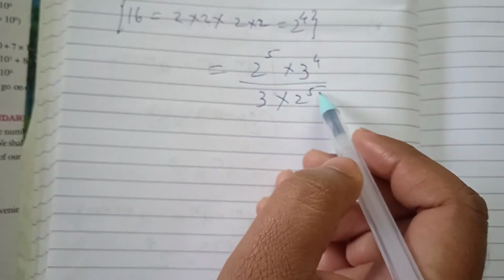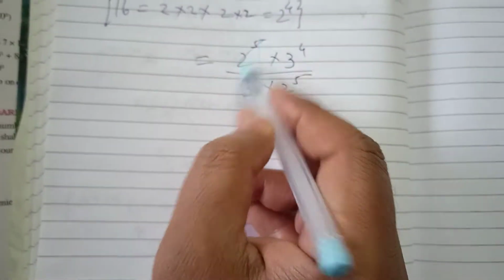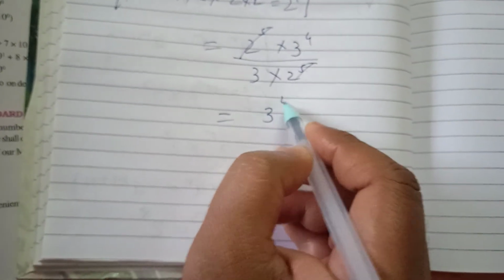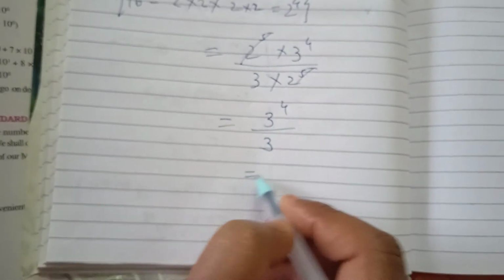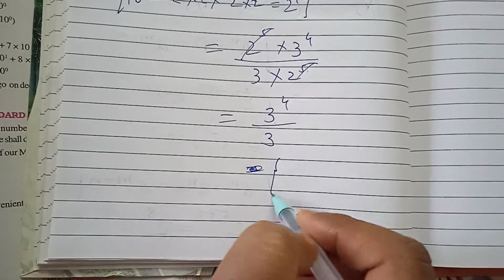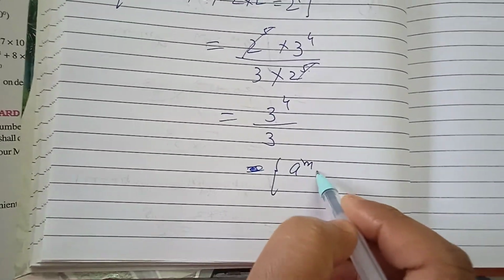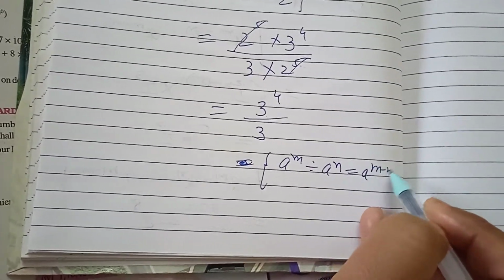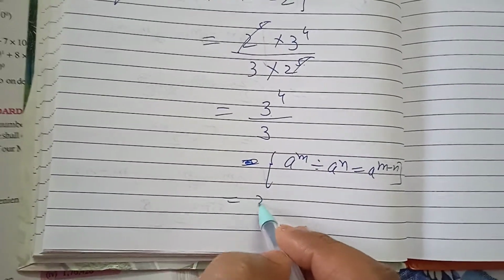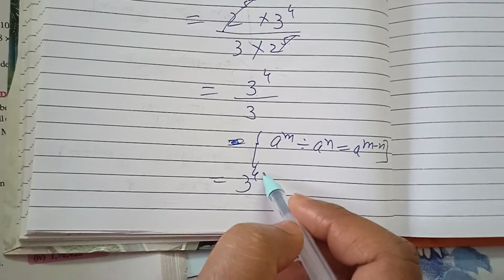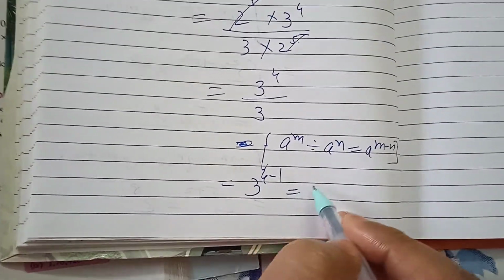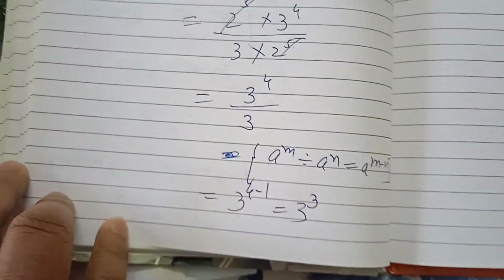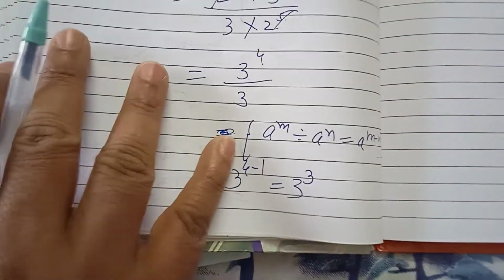Here is 2 to the power 5, 2 to the power 5, they are same, so these will cancel out. So we get here 3 power 4 upon 3. We use here the law, students: a power m divided by a power n is equals to a power m minus n. So then here is 3 to the power 4 minus 1, means 3 to the power 3 here. This is our final answer, students.